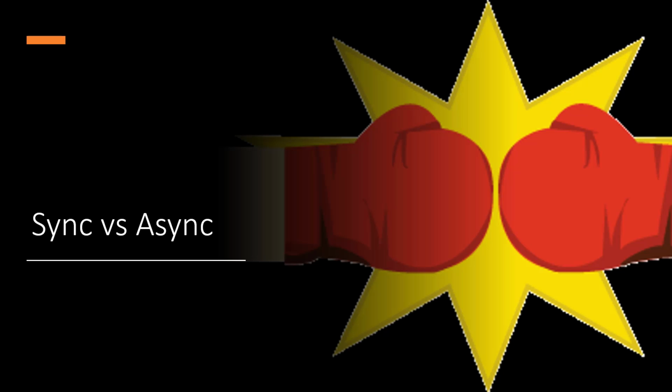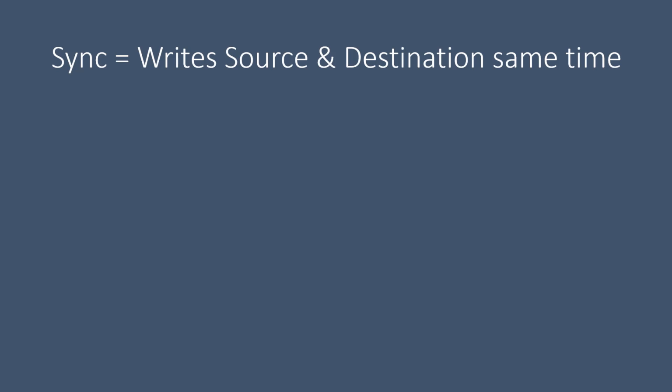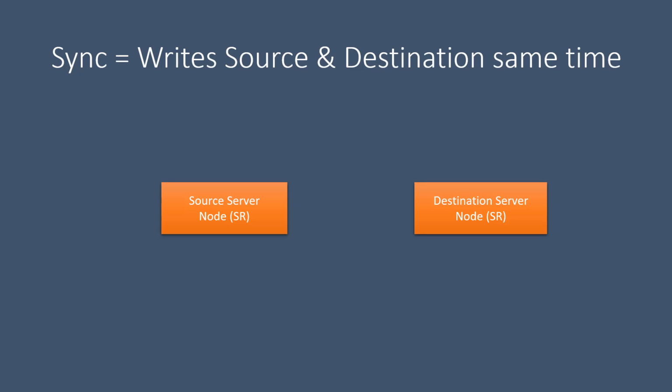So now we want to talk about synchronous versus asynchronous, because there's always a question, which is it do I want? So let's see how it works. For synchronous, we're going to write to the source and the destination at the same time. So here's our source server, here's our destination server, here's our application. Now, when we set up Storage Replica, we have a log drive. That log drive is what we're going to write to, replicate between the source and the destination, and then actually write it to the data drives. So this is the step we're going to do.